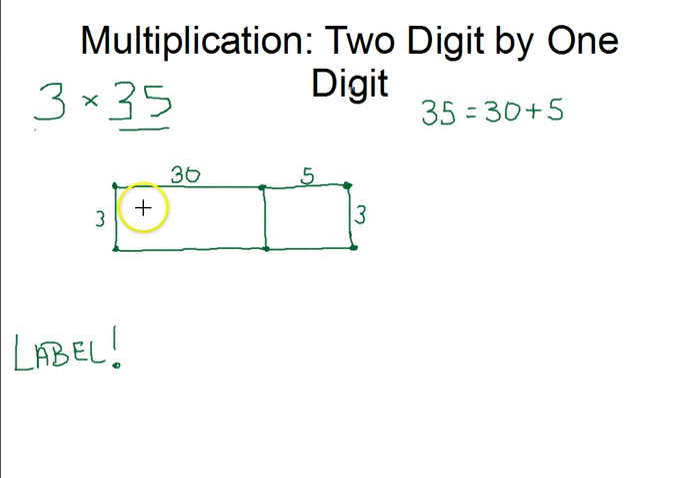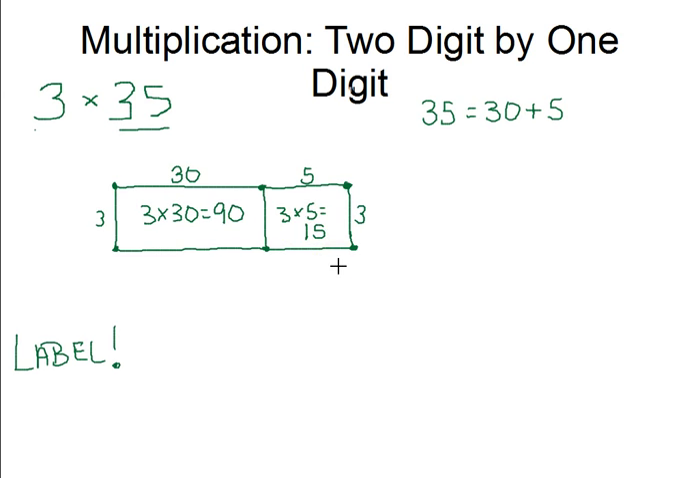And here we're going to do 3 times 30. Now if you remember from your multiplying multiples of 10, how that works, we do our 3 times 3, that's 9, add a 0 to it, so 3 times 30 is 90. And then here we're going to have 3 times 5, that's a math fact you guys should know, and that is 15. Show your work inside.